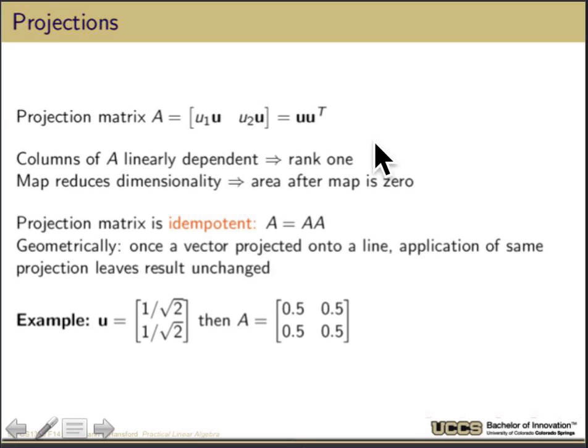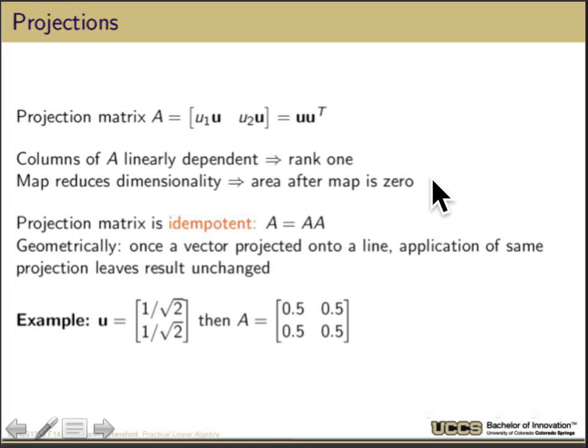Now, it is also clear, since that's our projection matrix, that it's really defined by one vector, not a two-dimensional object. It's whatever U is times U transpose. So the columns of A are linearly dependent. They have rank 1. And this map reduces dimensionality. The area in 2D, after I project things onto a line, is a line. The area of a line is 0.